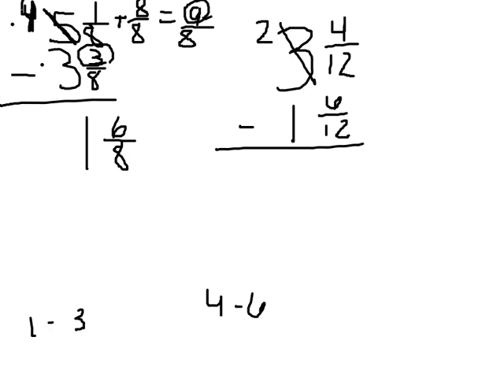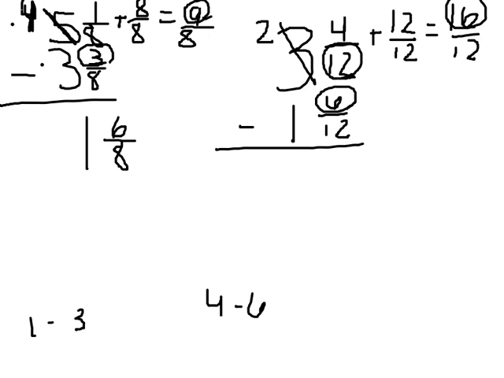Which means I get to add not just 1, but a whole of this fraction, which would be 12 over 12. So now, instead of having 4 twelfths, I have 4 twelfths plus 12 twelfths, which equals 16 twelfths. Now I can definitely do the 16 minus the 6. 16 minus 6 is 10, still twelfths, and then 2 minus 1 is 1. So 1 and 10 twelfths.